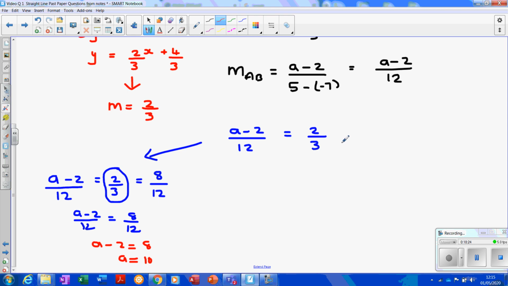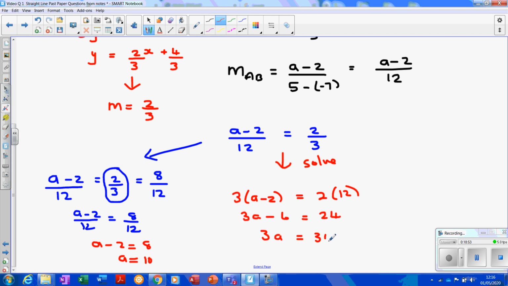If you want to solve this another way, think about your sign rule. You cross multiply. So you've got 3 times a minus 2, and that's equal to 2 times 12. So 3a minus 6 is equal to 2 12s are 24. And we want to add 6 onto both sides, so 3a is equal to 30. Divide by 3, so a is equal to 30 divided by 3, which is 10. Both answers are the same. You choose whatever one you find easiest.